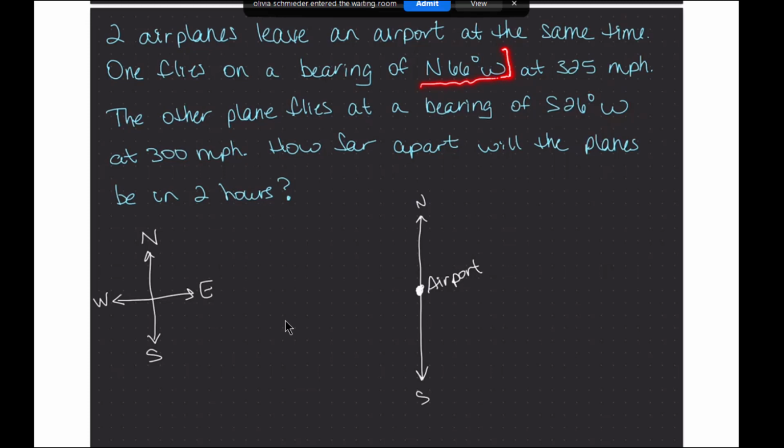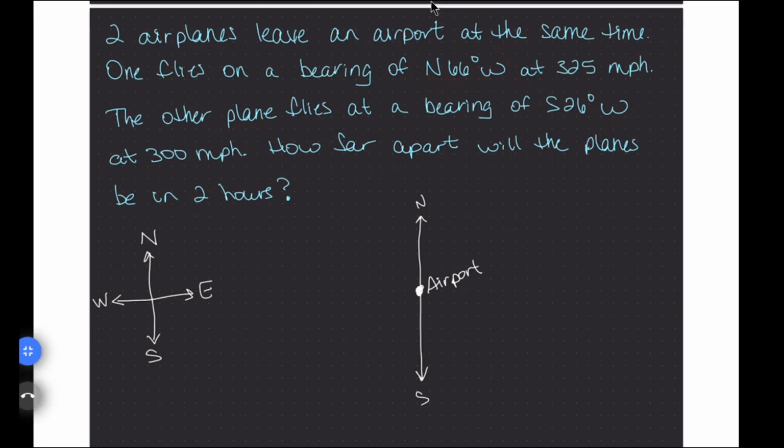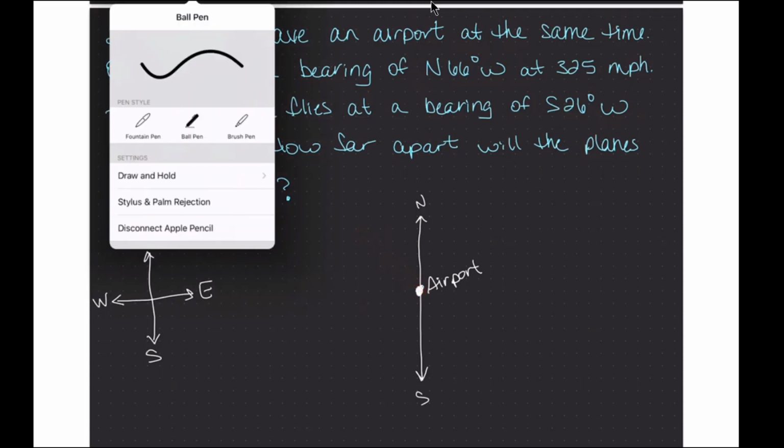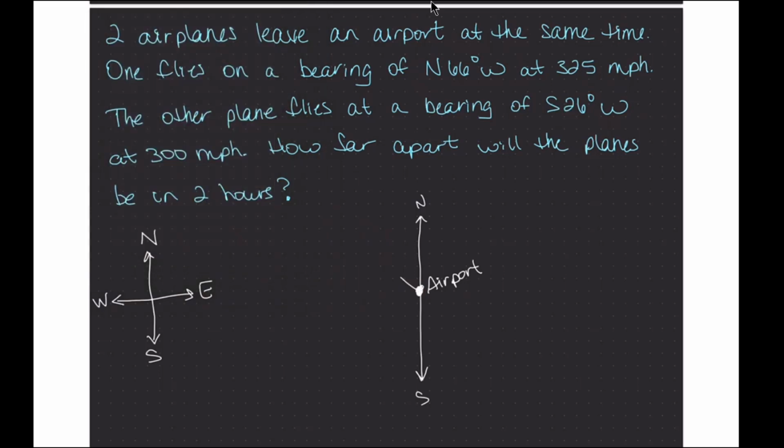And our first plane is going at a northwest direction. So I'm at the airport and I'm going northwest. I'm going somewhere this way, right? Because this would be west. So I got to go somewhere in between there. So I'm kind of going this way, and at 66 degrees, so I'm going this way.